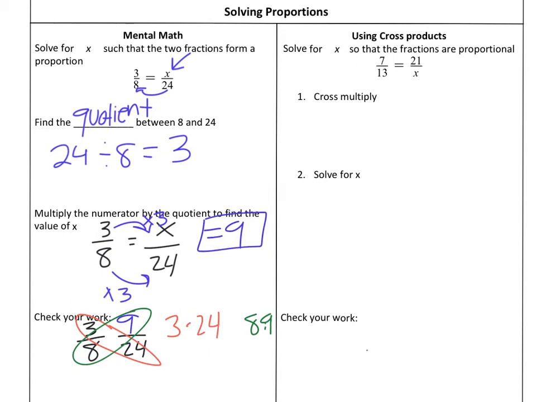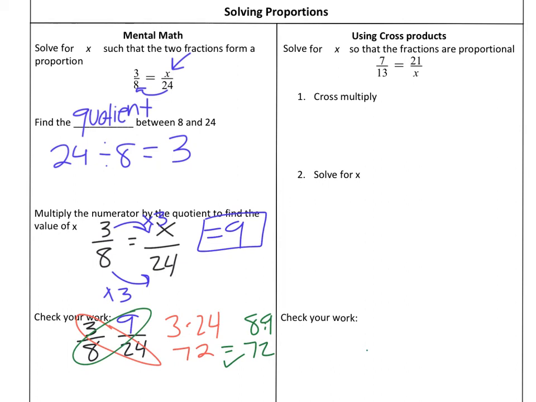So I put in my calculator three times 24, and you get 72. And then 8 times 9 is also 72. 72 equals itself, so yes, I did that right. Okay, so x equals 9.